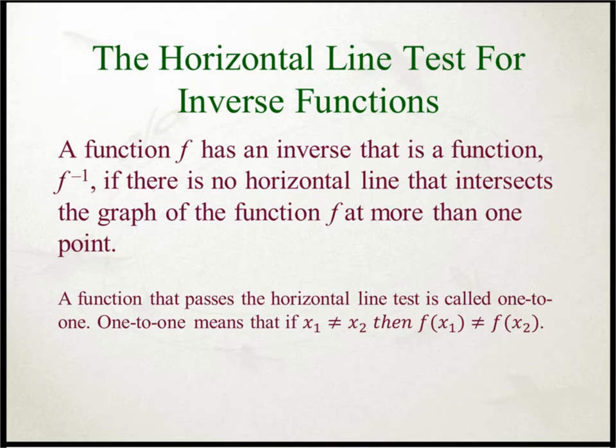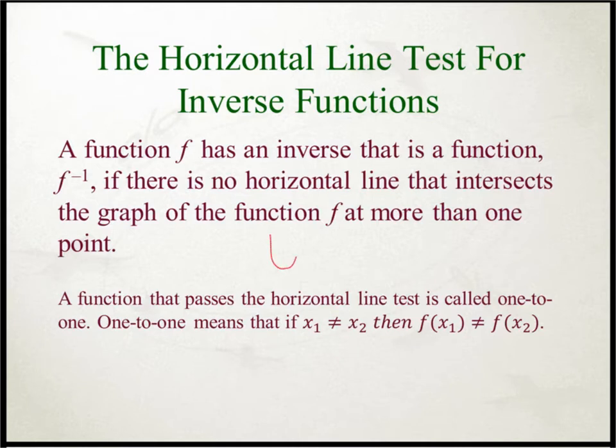Another way to test if a function has an inverse that is also a function is called the horizontal line test. If a function f has an inverse that is a function, there is no horizontal line that intersects the graph of the function f at more than one point. So you're going to look at the function and do the horizontal line test on it. You're going to draw a horizontal line, and if that horizontal line touches the graph more than one time, then it's a relation and it is not a function.